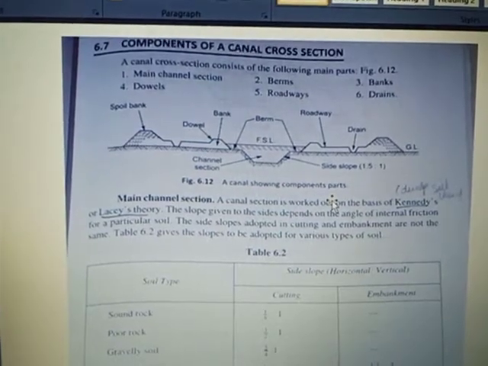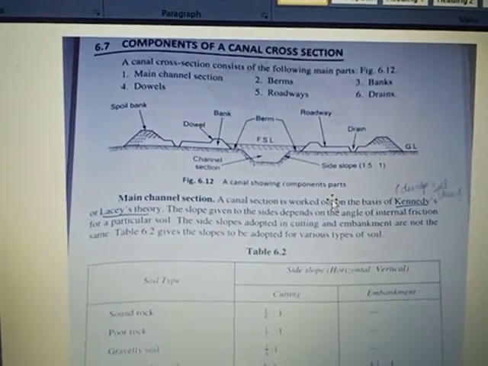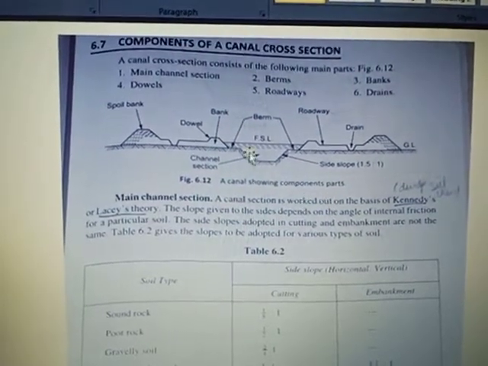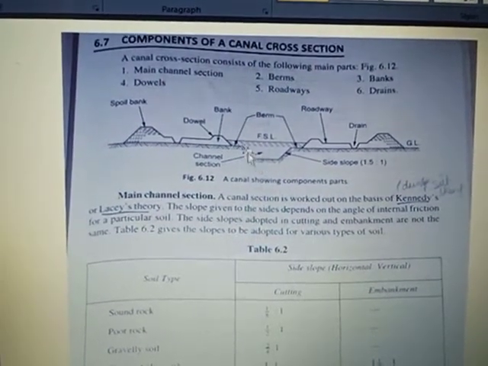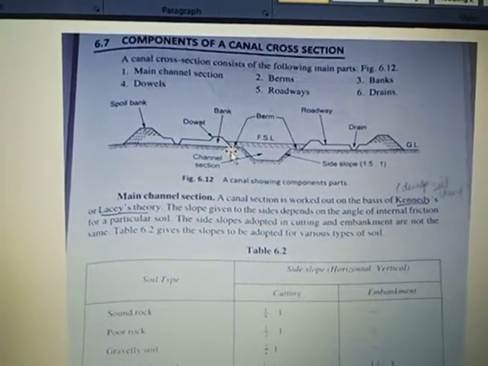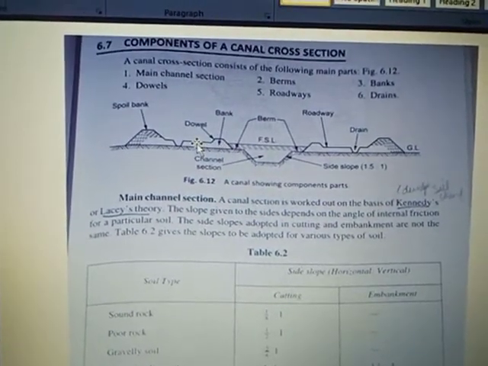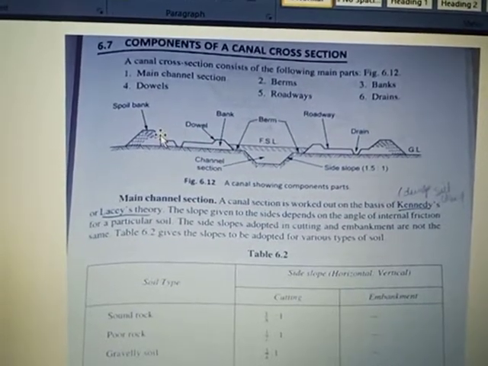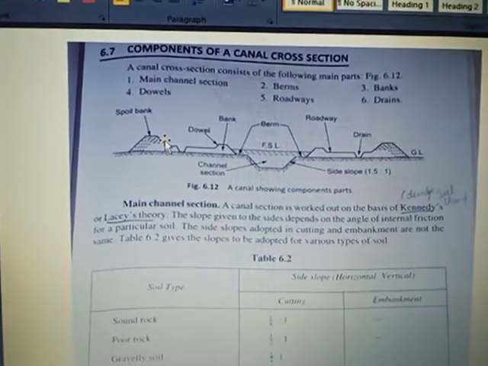Components of a canal cross section. So there are six components, namely the main channel, which is here, then the berms, the banks, dowels, roadway, drain, and spoil banks. So let us see the main channel.